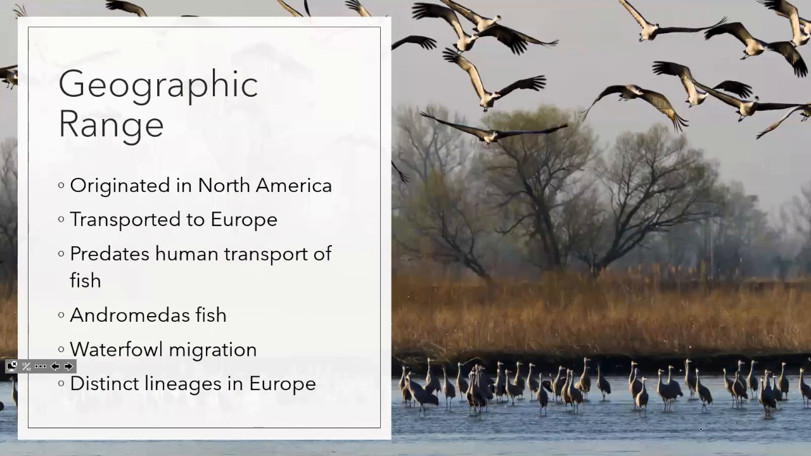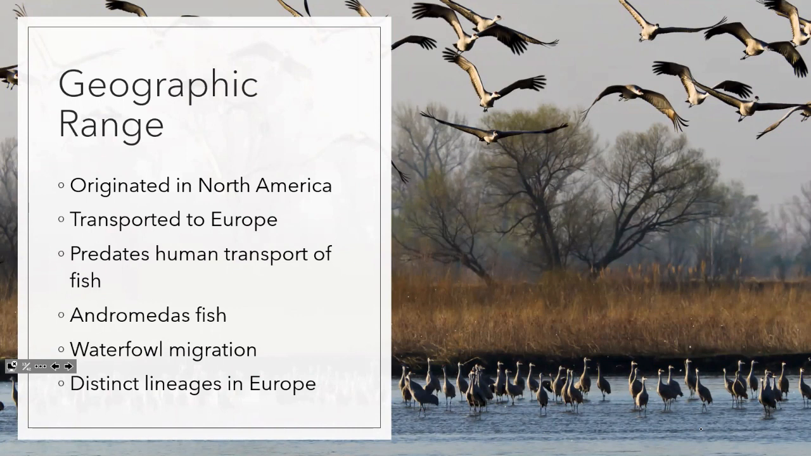So let's talk about the geographic range. Now, after fish kills in Montana, there was this big concern that T. vireo was an invasive species. A lot of people thought that this was something that had been introduced into Montana rivers accidentally by human drivers. This is probably not the case.